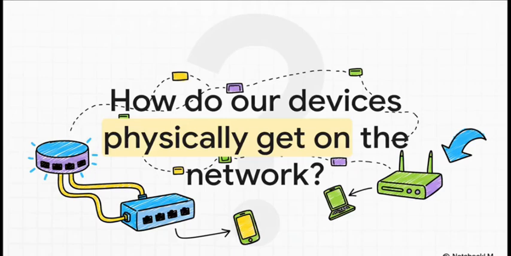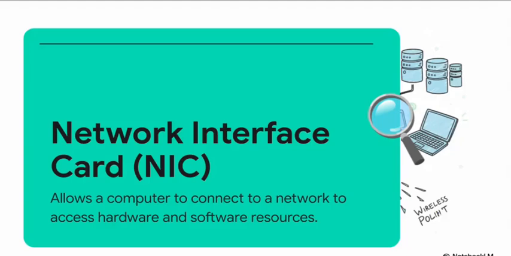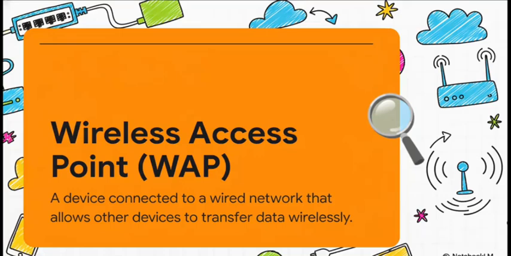So what is it? Well, for a wired connection, you've got the network interface card, or the NIC. This is that physical port on your computer where you plug in an Ethernet cable. It is literally the front door that lets data in and out of your machine through a physical wire. But what about Wi-Fi? For that, you need something called a wireless access point, or a WAP. This device connects to the wired network, say your router, and then it broadcasts a wireless signal, creating that Wi-Fi bubble that all our devices can jump onto.